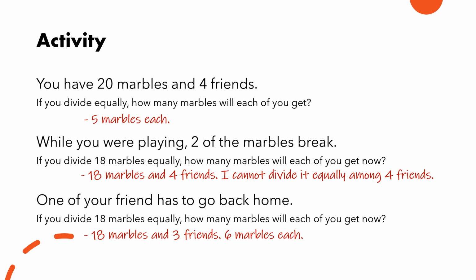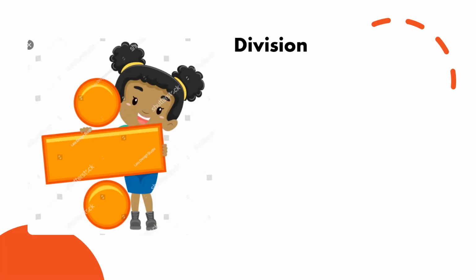How did we find these answers? We did it by division. Now let us take a look at the different components of division. You have the dividend, which is divided by the divisor. The answer that you get is the quotient. And finally, if anything is left behind, that is the remainder.